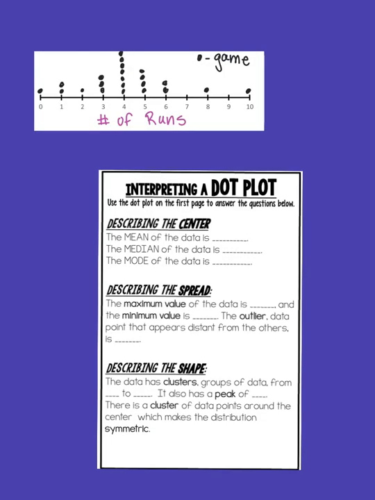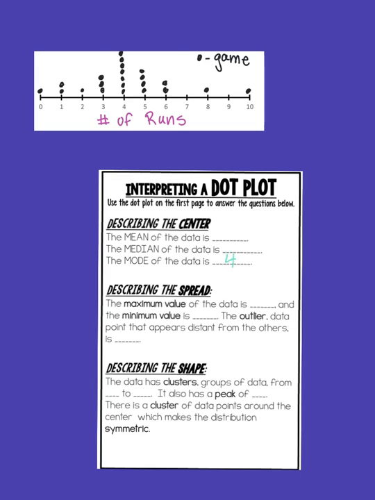Now we're going to use the dot plot we just made to interpret it, and we're going to start by describing the center. The center is your mean, median, and mode. Just looking at this, I can figure out the mode. What occurs the most often? Not 10. Yes, that's the biggest number, but what occurs the most often is 4. So the mode of the data is 4.